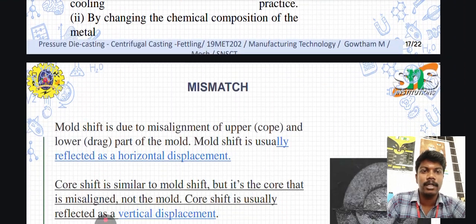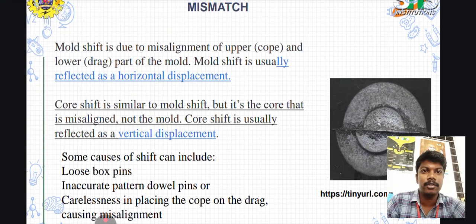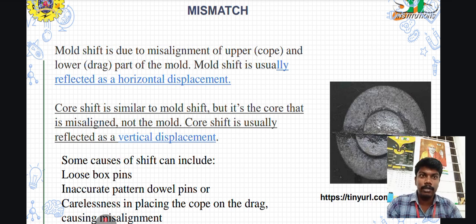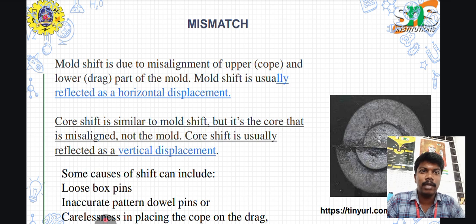So here are some metallurgical defects, and finally the mismatch. Mismatch plays a major role, because some parts are mismatched during the manufacturing or during handling. Here the mismatch is a mold shift due to misalignment of the upper cope and lower drag of the part.